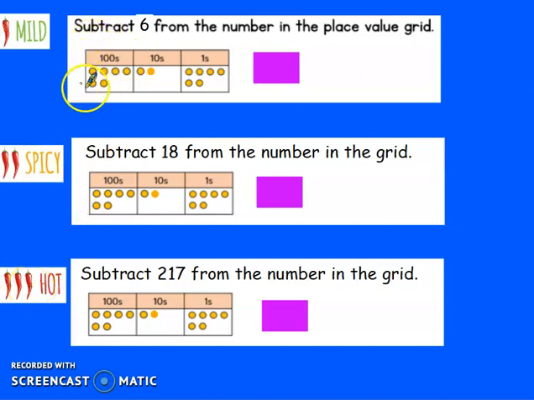So first of all you need to work out the amount that we have in the place value grid. And then you need to subtract whichever number I have asked you to subtract from the chilli challenge. Pause the video to give yourself time to do this.